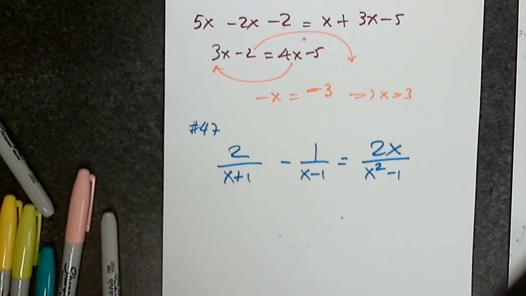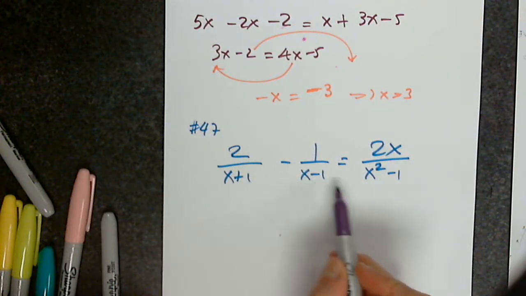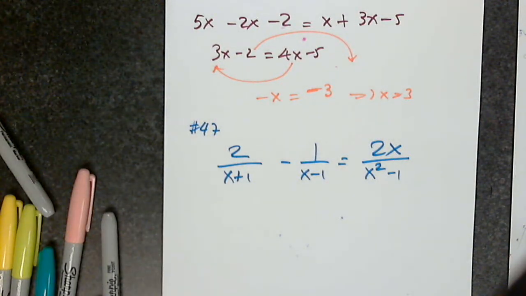What is a potential problem when we deal with a fraction like this? Or like this? Or like this? What is a potential problem here? Remember again, it's all about domain. The domain of the function or the expression is always very important. So what could be a potential problem with 2 over x plus 1?